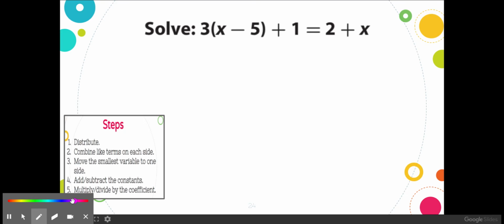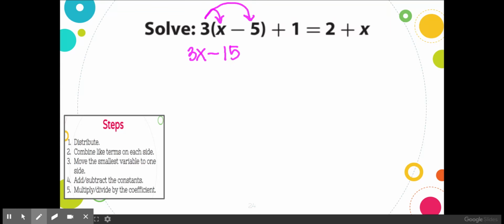All right, so hopefully you were able to try this problem out on your own. I'm going to go ahead and get started. I'm going to go through this one a little more quickly. The first thing I want to do is distribute according to step 1. So I have a 3 outside the parentheses. I'm going to distribute by multiplying. 3 times x is 3x. 3 times negative 5 is negative 15. And then bring down the rest. Plus 1 equals 2 plus x.